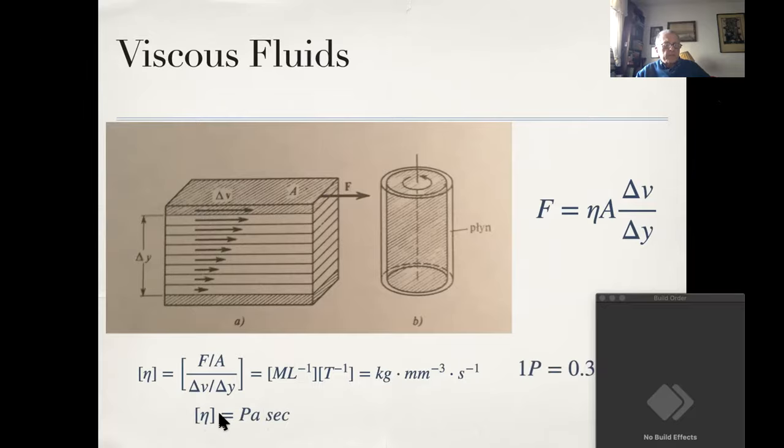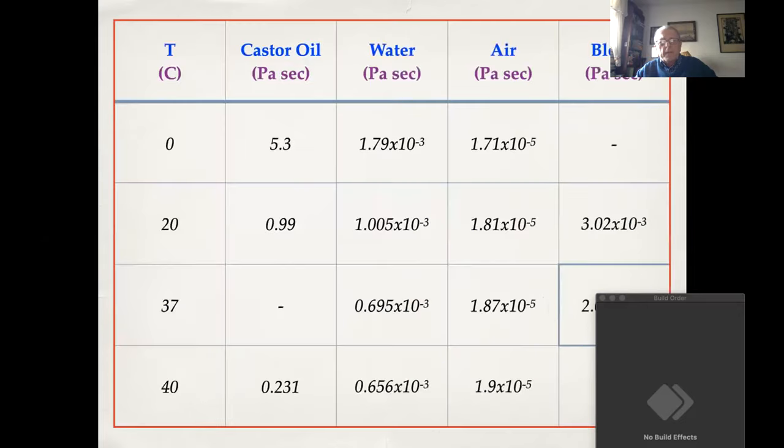The unit of the viscosity coefficient is therefore a pascal times second out of this formula, and this unit, pascal times second, is called poise, capital P. The poise is named for a French physicist, Poiseuille, who had described a particular flow of a viscous liquid in a pipe, and we are slowly coming to this point in our lecture.